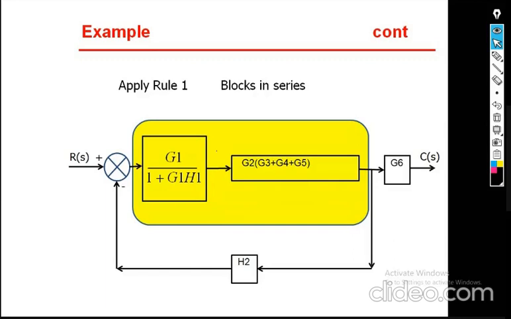Next is the combination of these 2 series blocks. G1 into this one will be named as the product of these 2 blocks, like this: G1 by 1 plus G1 into H1, into these things. So the resultant of these 2 series blocks gives you the overall result. So this is your step number 4. When you multiply these two in series, you will get it like this.